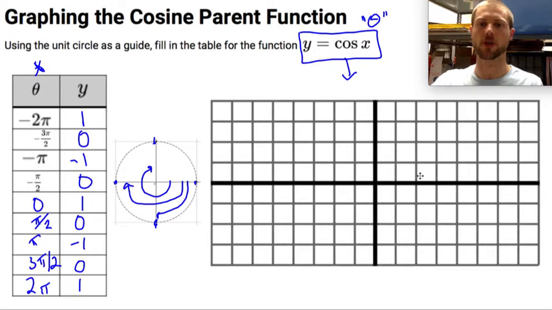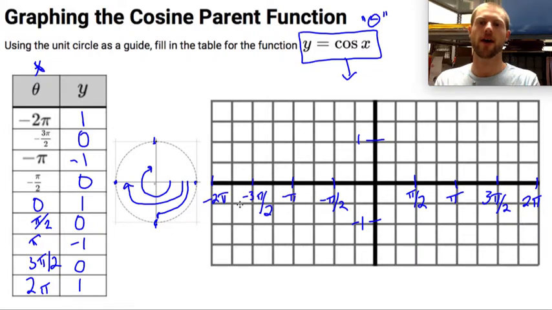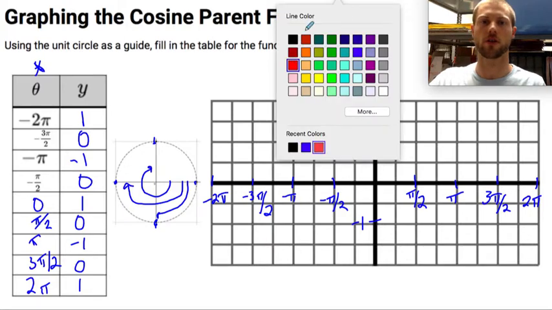So the first thing I'll do is I will make a nice graph. I'll go up every 2 boxes. Let's say we'll go 1, and we'll go down 1, and then let's go every 2 boxes is pi over 2. Okay, great. Now we have the grid set up. Let's start to plot these values. Let's do this in another color.